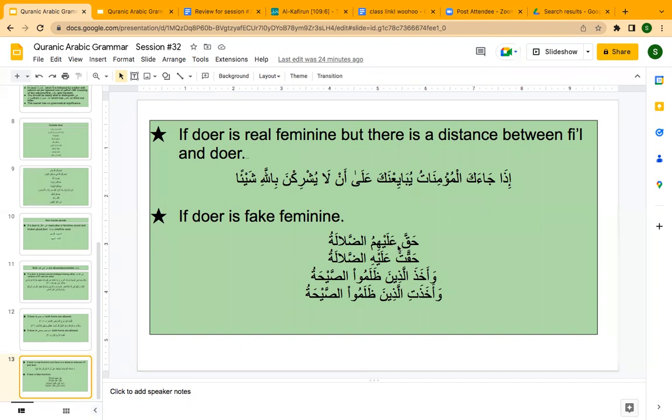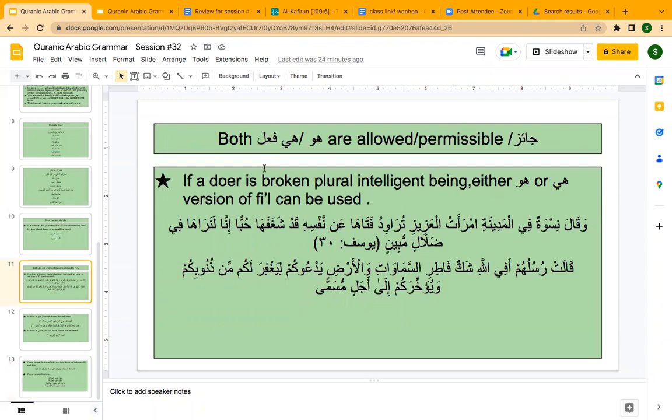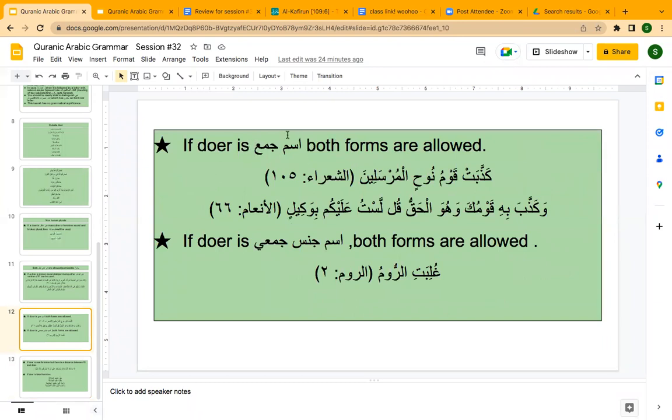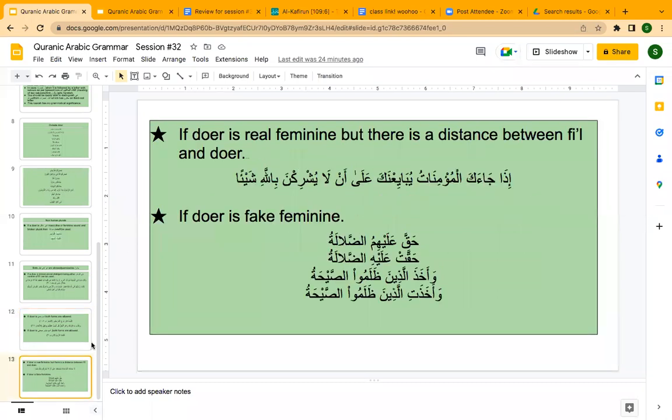So who can now tell me, when can we see a mismatch of gender between a fail and an outside doer? We just did them. If your word is a broken plural, you can see a gender mismatch. If your word is ism jama, you are going to see a gender mismatch. If your word is ism jins jam'i, you can see a gender mismatch. Both forms are allowed, okay? Both forms are allowed, or you may not see the expected gender. If your dual is distant from the fail, you will see a gender mismatch. If your dual is a fake feminine, both forms are allowed.